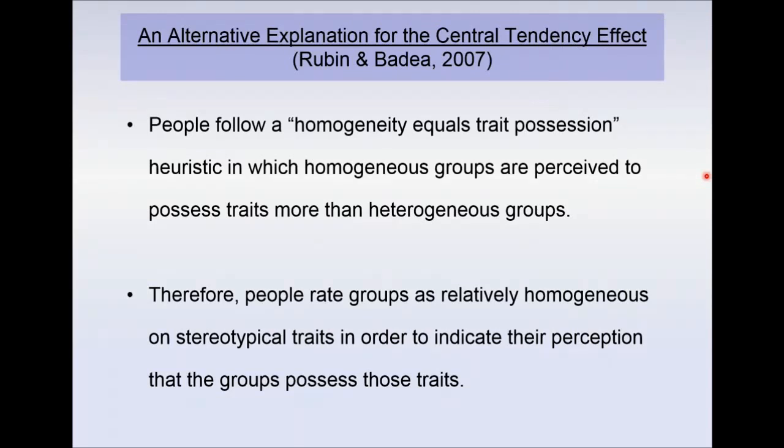So based on that assumption, we hypothesized that people rate groups as relatively homogeneous on stereotypical traits in order to indicate their perception that the groups possess those traits. So, for example, someone would rate men as being particularly homogeneous on the trait adventurous because she believes that men possess that trait to a greater degree than women. So our explanation assumes that people's ratings of group variability symbolize their perception of the extent to which groups possess traits.